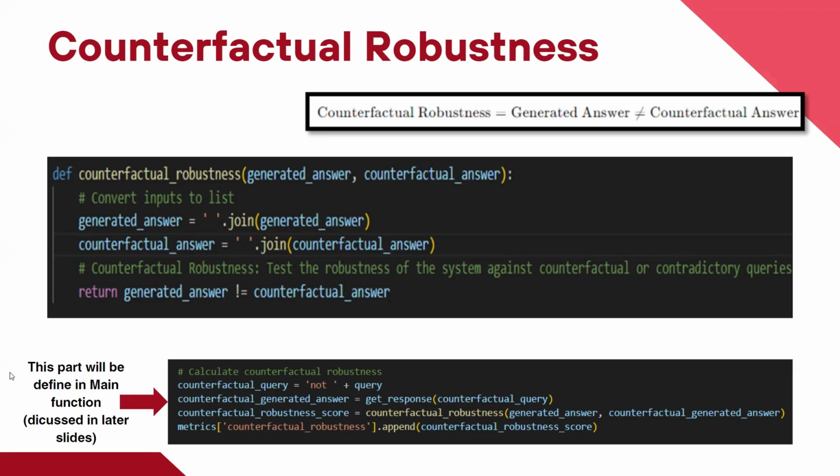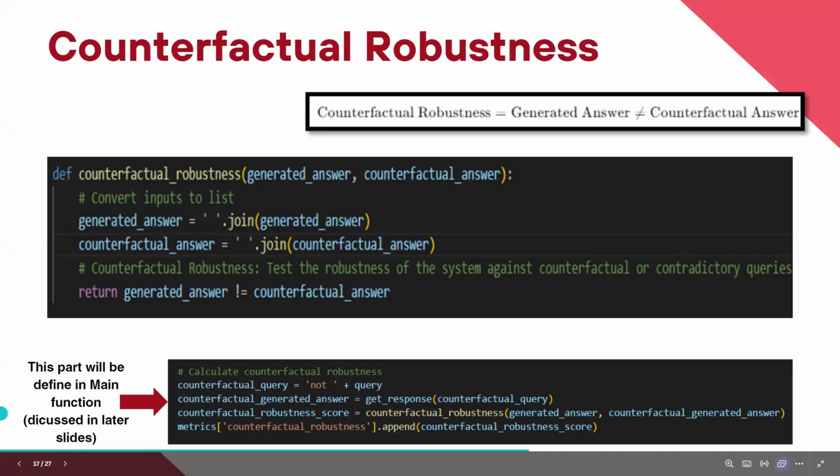If the generated answer differs from the counterfactual answer, the function returns True, indicating that the system correctly handled the contradictory query.